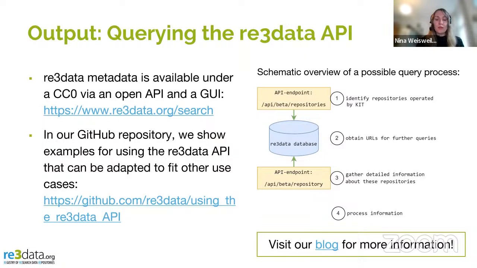We provide them as Jupyter notebooks, sorry. So they're basically interactive. And here's an overview of how, for example, the API could be queried. You could, for example, look for all repositories that are being operated by KIT. Then you get the URLs, and then you can get detailed information on each of these repositories via the API.